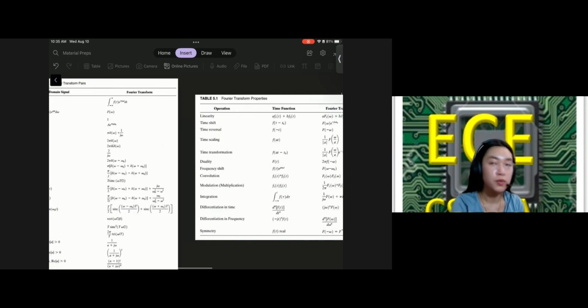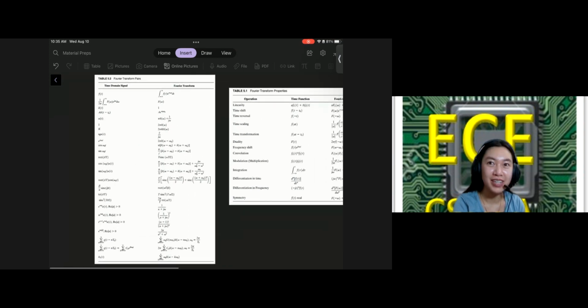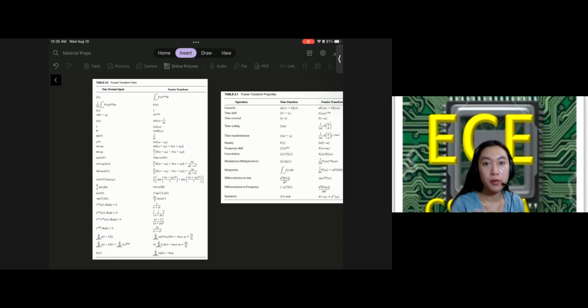Now let's look at this one. These are the Fourier transform pairs, which means if your input signal, which is in the time domain, is any of the functions on the list, then it lists its Fourier transform. That's really convenient because you don't have to go through the whole process of doing the integral and all that stuff. So let's do an example using both these tables.